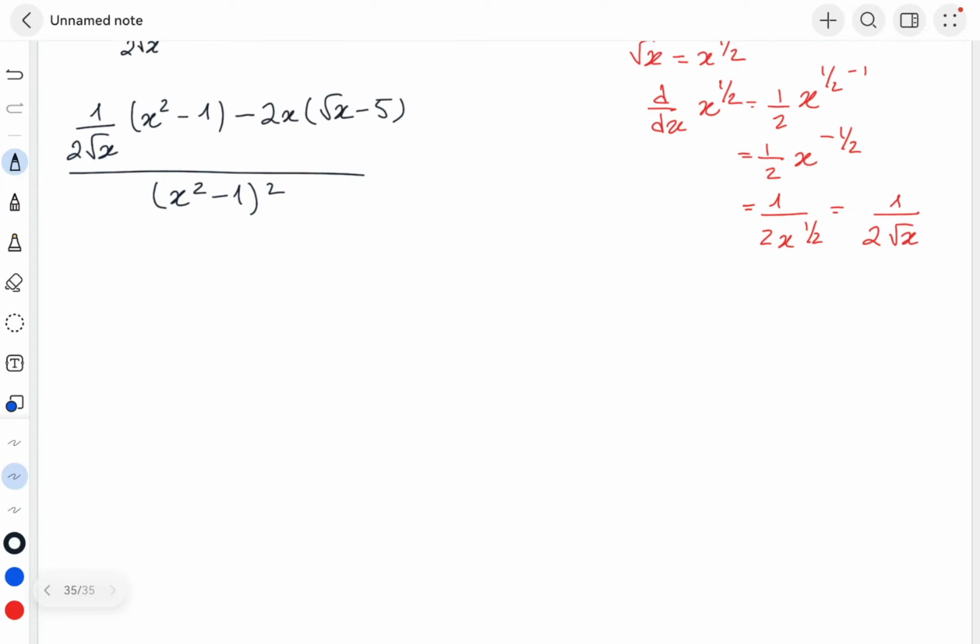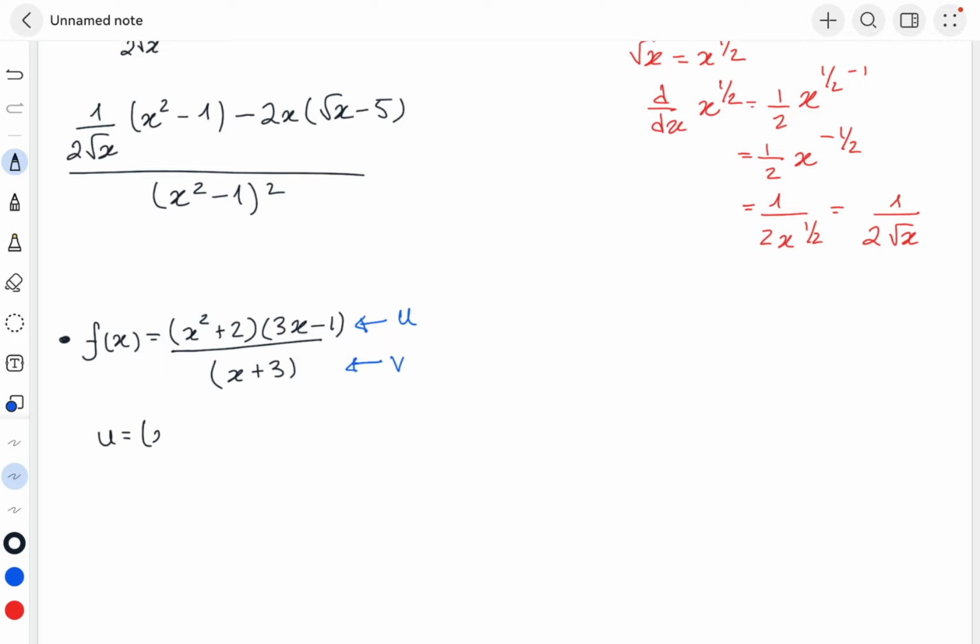Let's do one with a product rule in it. f of x is x squared plus 2 times 3x minus 1 over x plus 3. Now, as we said, we take the numerator to be u and the denominator to be v. So u is x squared plus 2 times 3x minus 1. We take all of the numerator as u, and v is x plus 3.